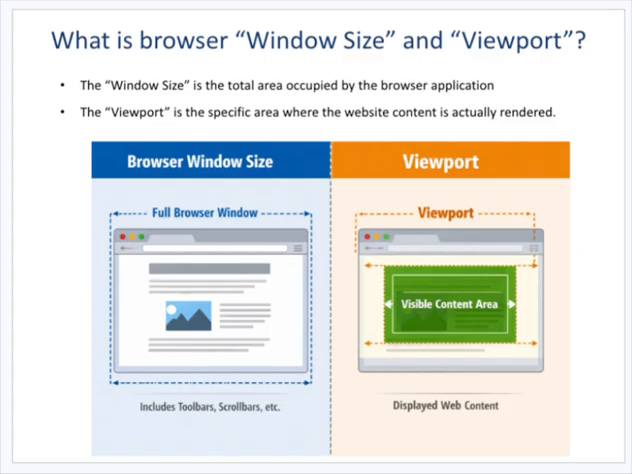Now we will understand the difference between two terms: what is a browser window size and what is a browser viewport? The window size is the total area occupied by the browser application, as you can see on the left-hand side of the image given, while the viewport is a specific area within that browser window, where the content actually renders.